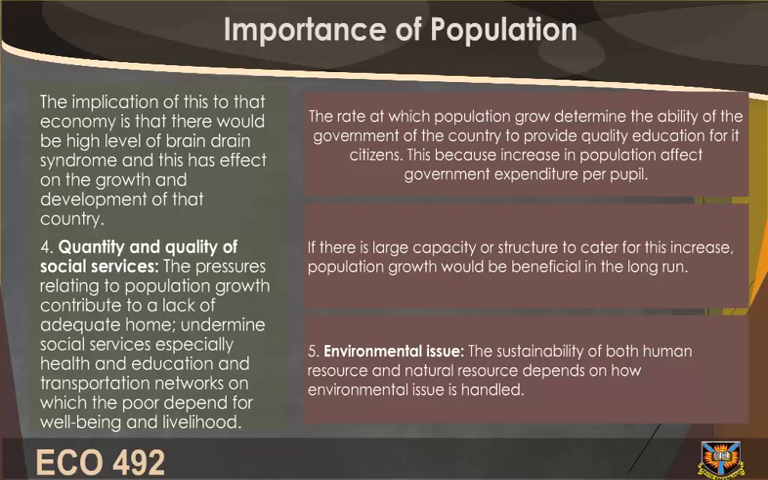4. Quantity and quality of social services. The pressures relating to population growth contribute to a lack of adequate housing and undermine social services, especially health, education, and transportation networks on which the poor depend for well-being and livelihood. The rate at which population grows determines the ability of the government to provide quality education for its citizens, because an increase in population affects government expenditure per pupil.